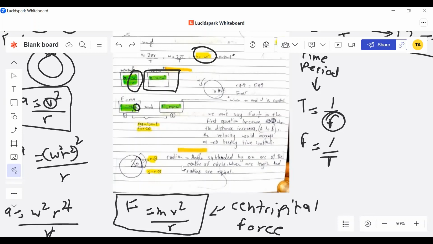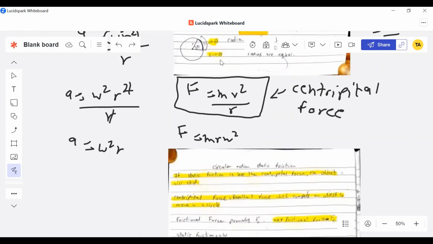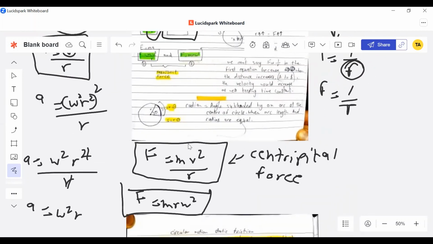I can replace v with r omega square. And when I do that, I get F equals mr omega square. And finally, this formula right here, which is S equals R radian. What is this? Radian is the angle subtended by an arc at the center of the circle when arc length and radius are equal.